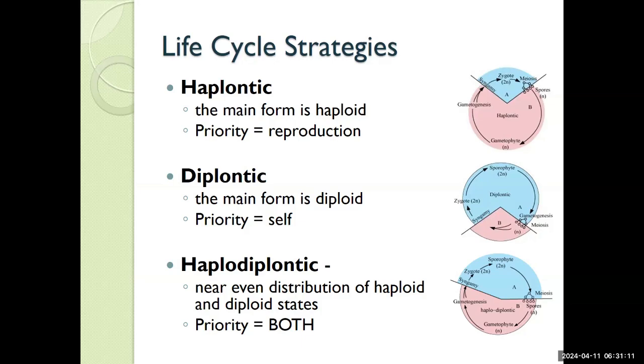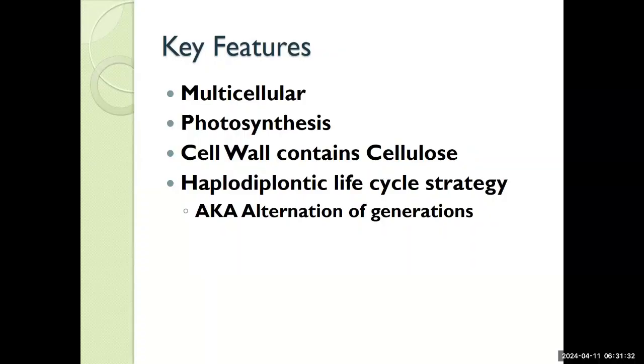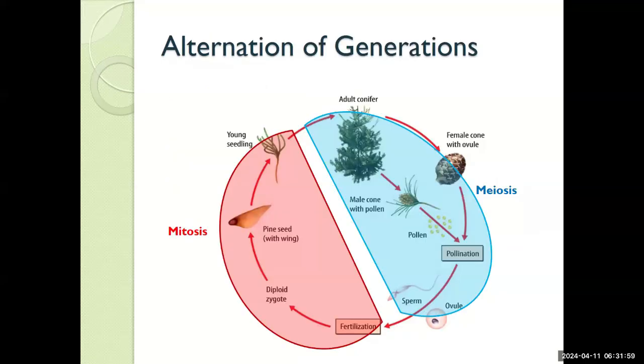Plants are unique in that they are the only organism that has near even distribution of haploid and diploid states. Well, key features include the fact that they are often multicellular. All plants can conduct some photosynthesis. All plants have a cell wall that contains cellulose, and that very specific haplodiplontic life cycle strategy is unique to plants. We also refer to this as the alternation of generations in subsequent texts. So again, we can see here that plants spend half their life mitotically reproducing to grow a large organism, and then meiotically reproducing to create gametes.